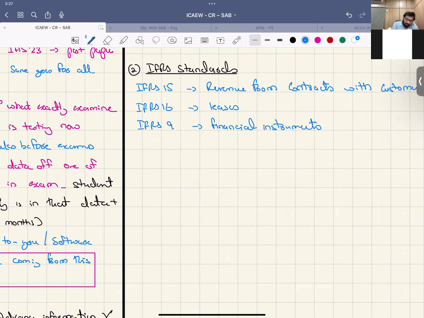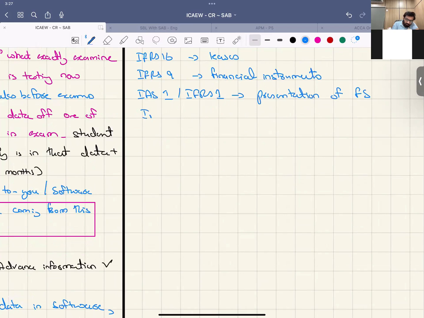Okay. Then we have IAS 1, or we can say IFRS 1. Now it's quite updated, right? Presentation of FS. Then we have IAS 7. It's cash flows, right? Then we have IAS 8.